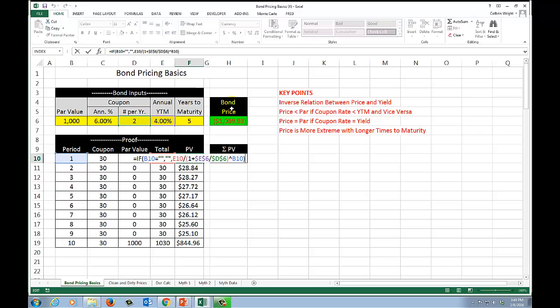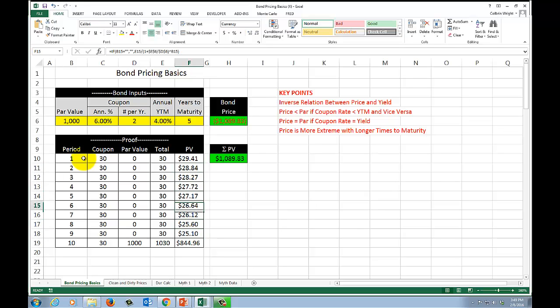So for instance, right here, I'm going to take $30 and divide it by 1 plus 4% divided by 2, so in other words, 1 plus 2%. And since we're in the first period, that will simply be raised to 1. And you can see that's exactly what I've done. I've taken E10, which is the cash flow. I've divided it by 1 plus E6, which is the yield to maturity, divided by D6, which is the number of payments per year, and I've raised that to 1, which is the period. So I just do that for all of these cash flows.